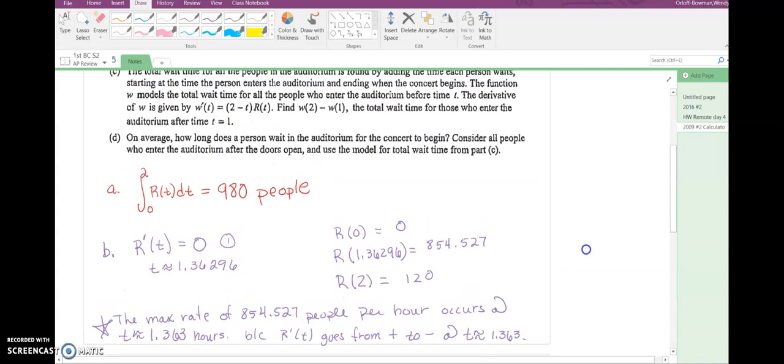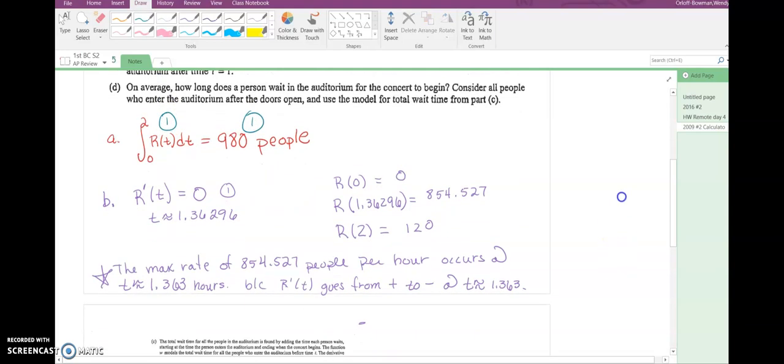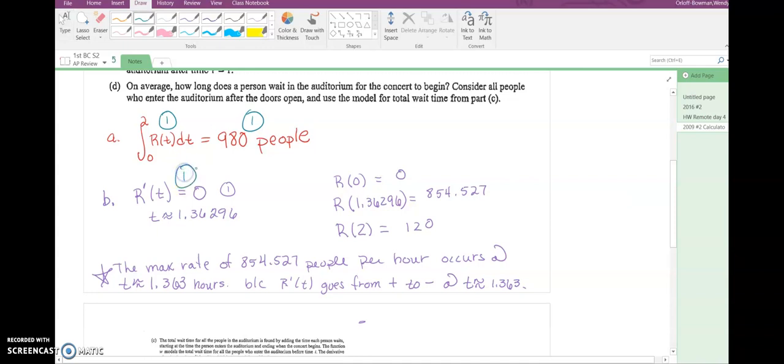Okay, before I work through part C, I want to quickly denote the points that would have been given. In part A, 1 for the integral, 1 for the answer. In part B, 1 for showing that r prime of t needs to equal 0, 1 for finding that interior critical point, and 1 for my justification.